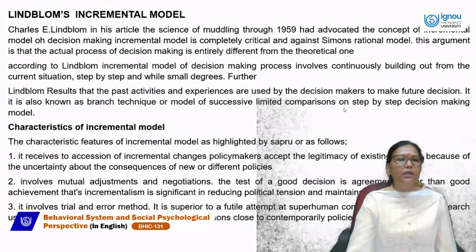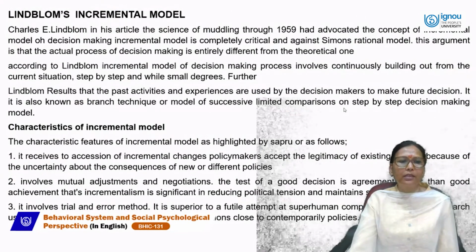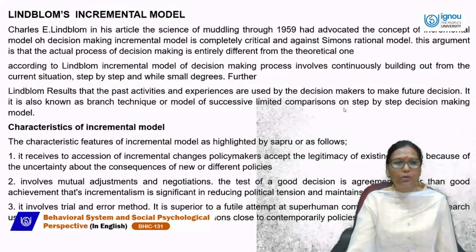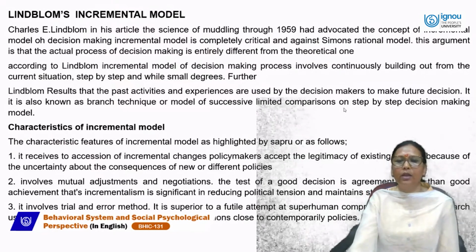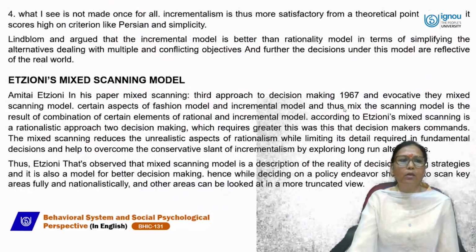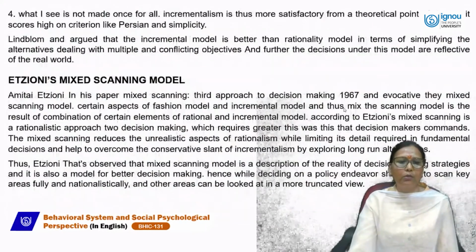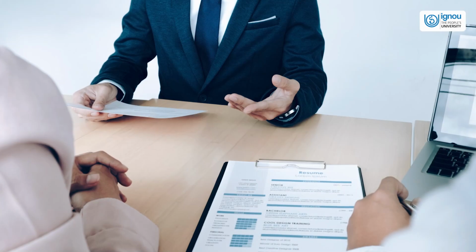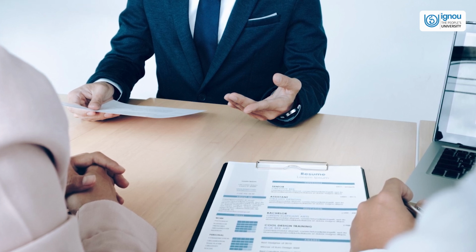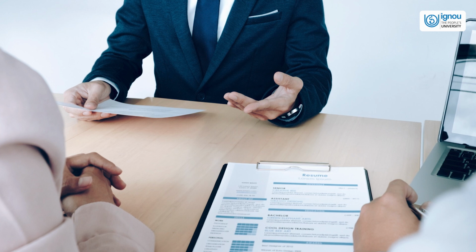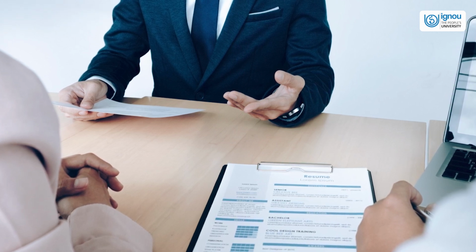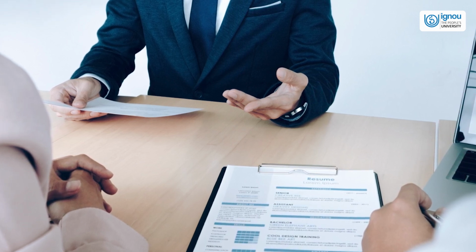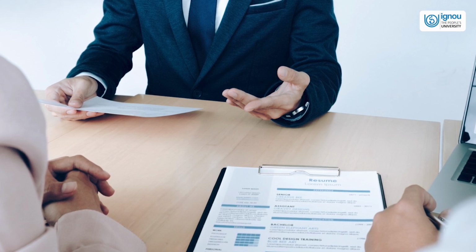Next was Lindblom's incremental model, where the past activities and experience are used by the decision maker to make future decisions. It is also known as the branch technique, or model of successive limited comparison, or step-by-step decision making model. That was Lindblom's incremental model. Next was Etzioni's mixed scanning model, in which he observed that mixed scanning is a description of the reality of decision making strategy, and it is also a model for better decision making. Hence, while deciding on policy, key areas should be scanned fully, and other areas can be looked at in a more prudent view. That was the mixed scanning model.